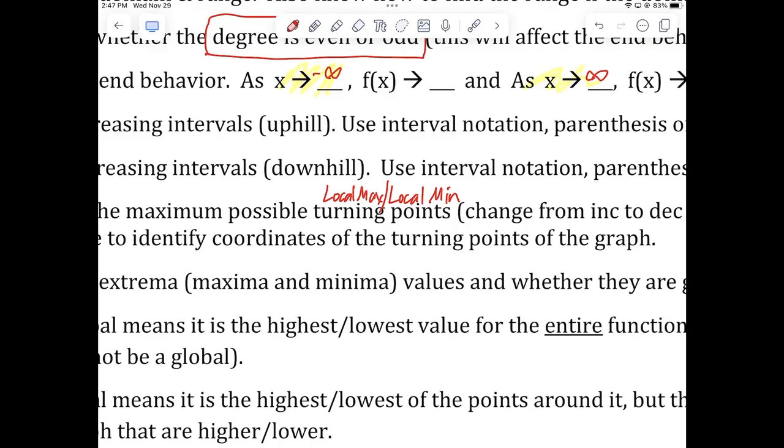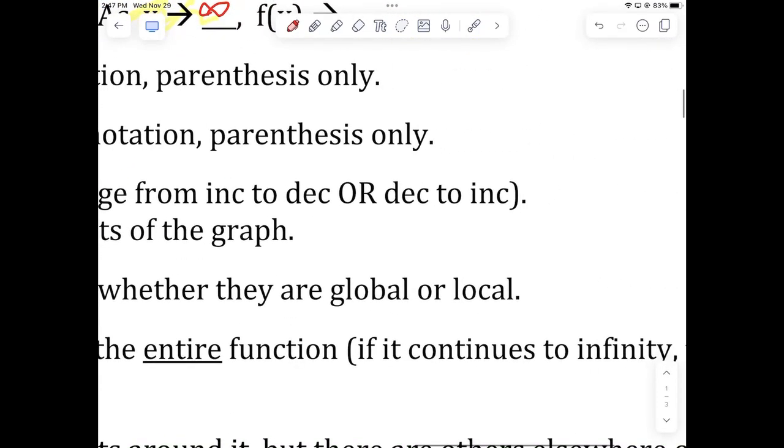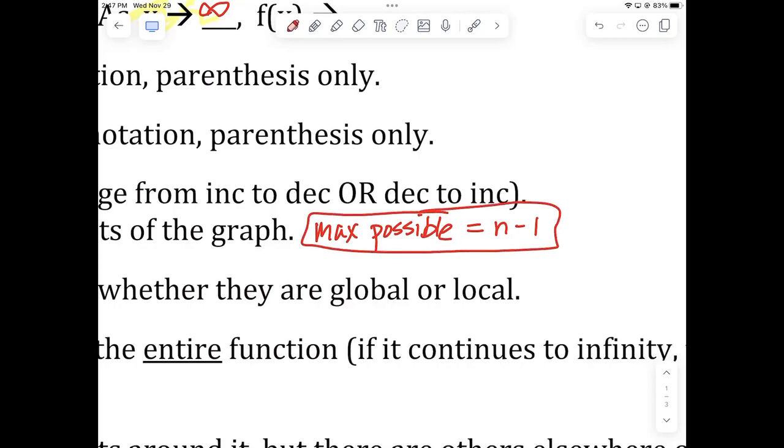It turns out that the maximum possible turning points is always equal to n minus 1, where n is the degree. So a cubic polynomial of degree 3 is going to have maximum 2 turning points. A quadratic of degree 2 is going to have maximum 1 turning point, and it does. It has exactly 1. A polynomial of degree 8 will have maximum how many turning points?